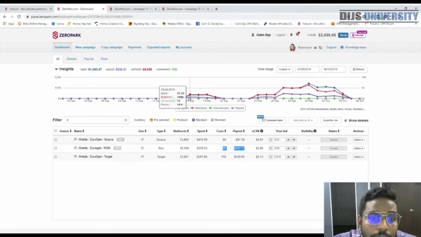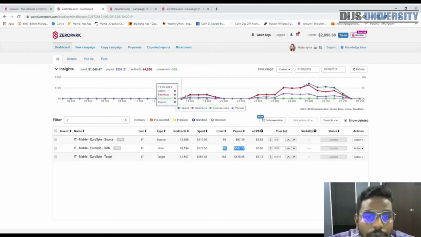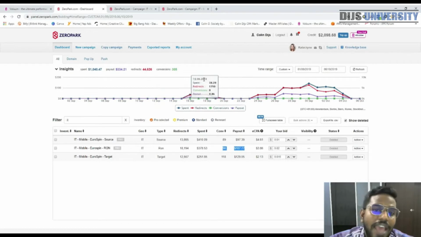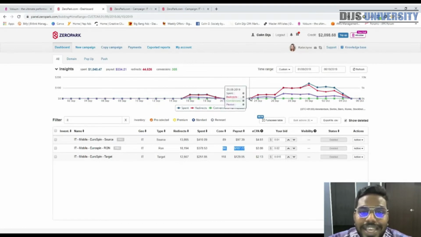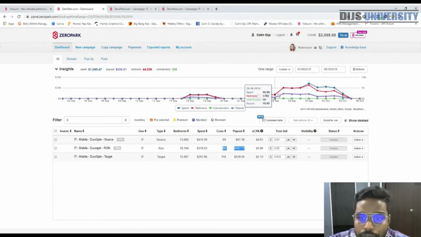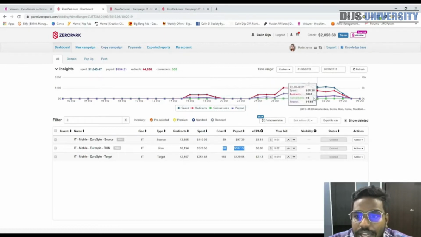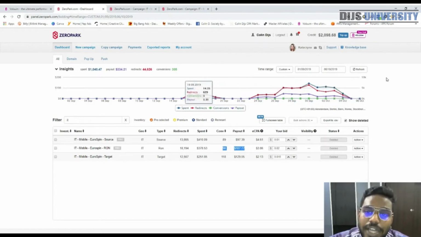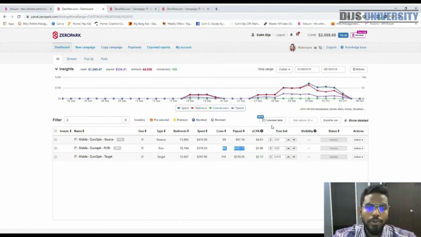We started the run campaign on the 15th, and it was running for 15, 16, 17, 18 and 19, and on the 20th we closed it down. So actually it was running for 3 days, if you can see over here. And then we tried to scale them with the source and target campaign, which started on the 24th. It was running for 11 days until we decided to shut it down. So this is how the whole process looks.